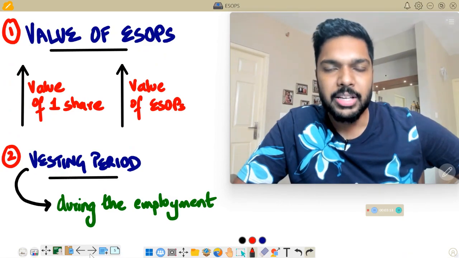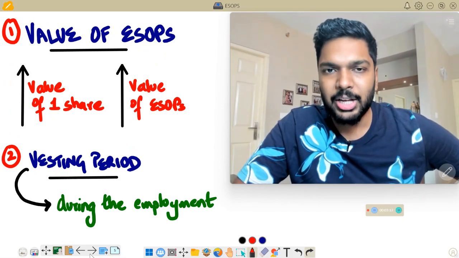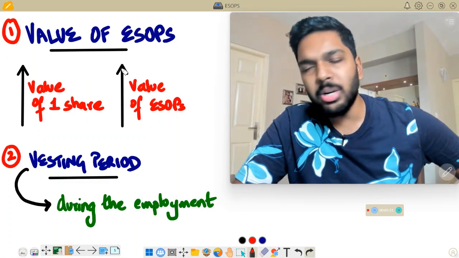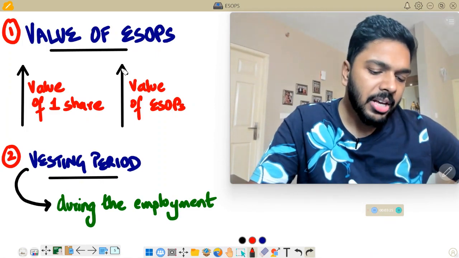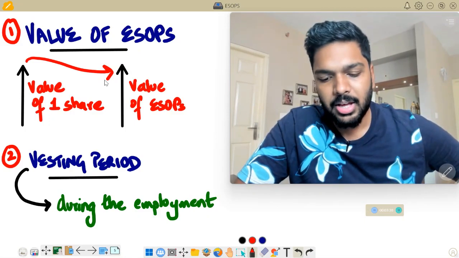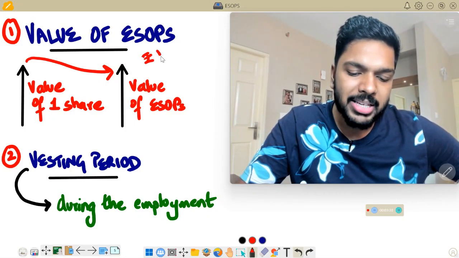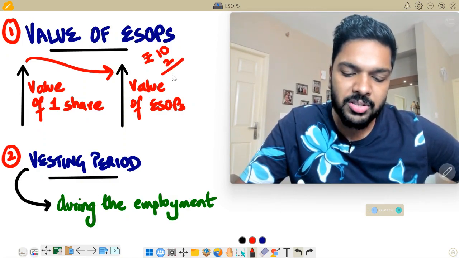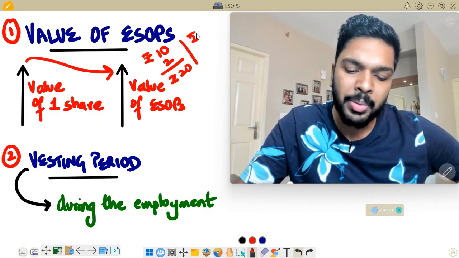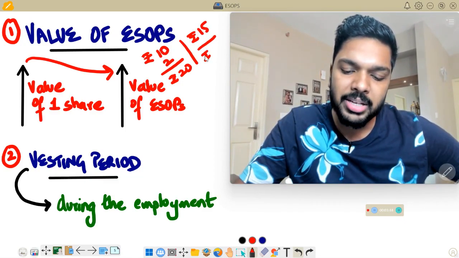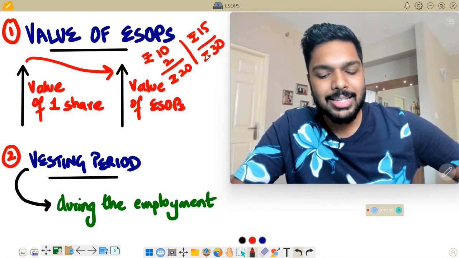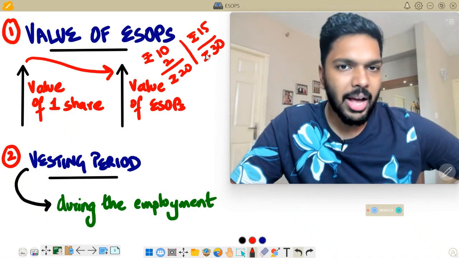So first is the value of ESOPs. As I already said, the value of your options is directly proportional to the value of the company or startup. Or to put it in other words, the value of one share of the company is directly related to the value of the options in your hands. So if the value of one share of the company is rupees 10 and you have two options, then the value of the options in your hands is rupees 20. Tomorrow, if the value of the share goes up by rupees 5, that is to rupees 15, then the value of the options in your hands is rupees 30. And that is why I said the value of one share of the company that you're working for is directly related to the value of the options in your hands.